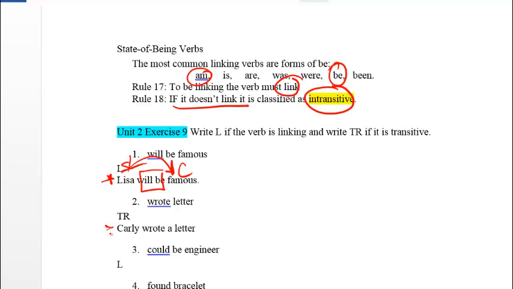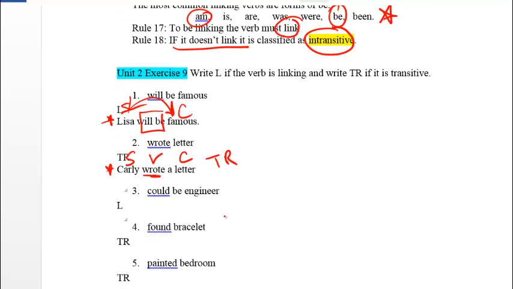Take a look at another one here. Carly wrote a letter. Now, in this case, is Carly performing an act? Is she doing something? Well, two things. Number one, this is the subject, this is the verb, and this is the complement. Wrote is not one of these state of being verbs. Carly is performing an act.